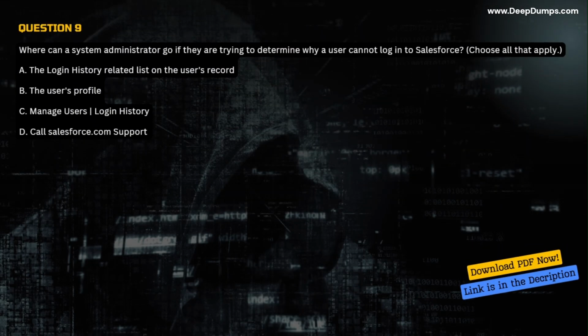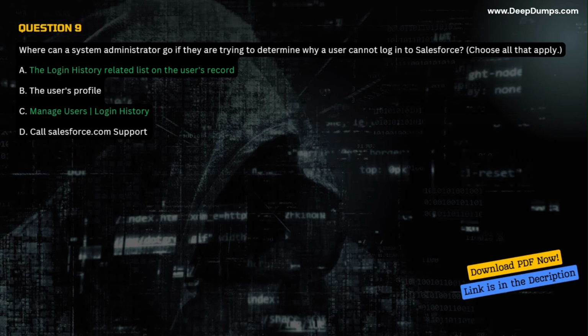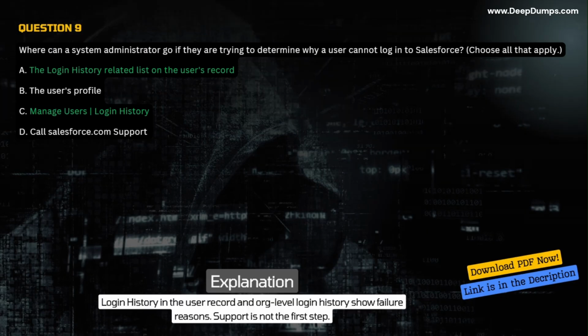Question 9. Where can a system administrator go if they are trying to determine why a user cannot log into Salesforce? Choose all that apply. A. The login history related list on the user's record. B. The user's profile. C. Manage users, login history. D. Call Salesforce.com support. Correct answer A and C. The login history related list on the user's record. Manage users, login history. Explanation. Login history in the user record and org level login history show failure reasons. Support is not the first step.